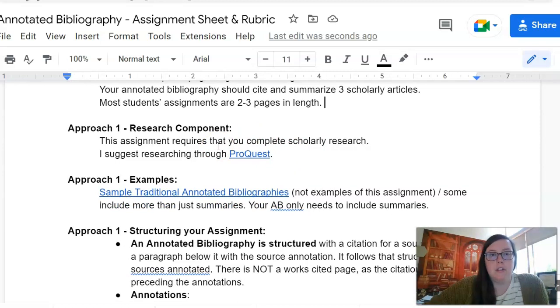You must do scholarly research, and I would encourage you to research through ProQuest, but there's also JSTOR that you have access to through the library. Again, check out the resources in the LMS, and there may be other places that you like to find your scholarly articles, and if you need help with that, just let me know.